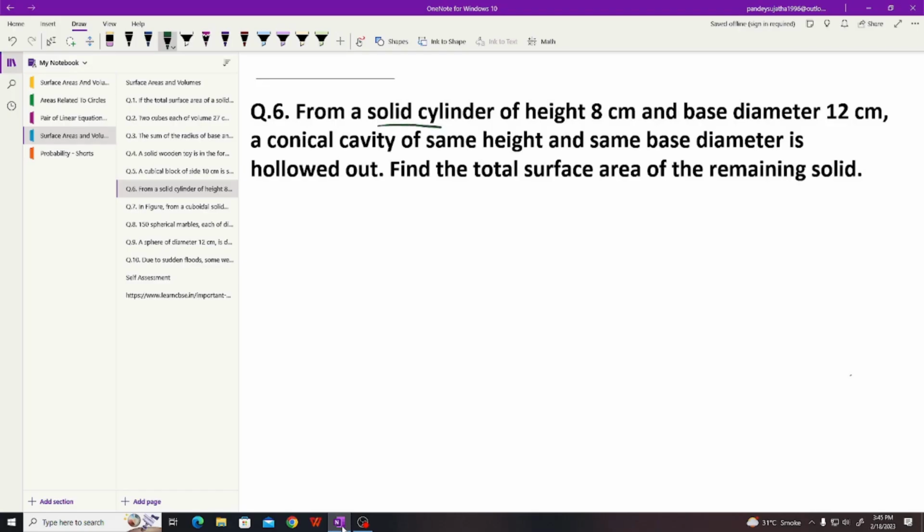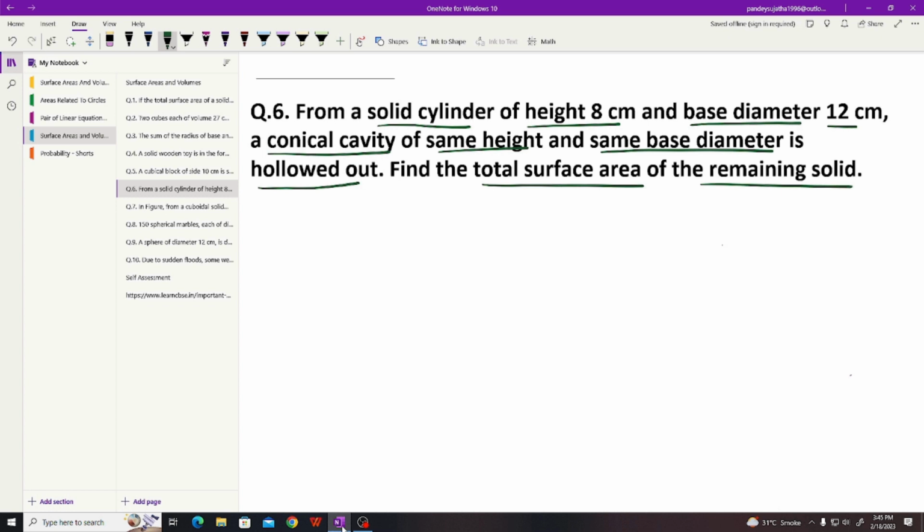From a solid cylinder of height 8 cm and base diameter 12 cm, a conical cavity of same height and same base diameter is hollowed out. Find the total surface area of the remaining solid.